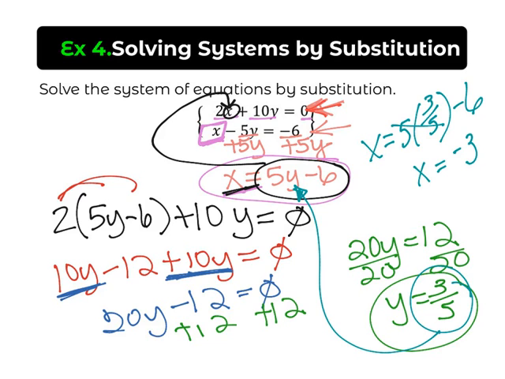So be careful. When you write your answer, x is always first. Not the one you found first, x is first. So negative 3, 3/5 is your answer. Okay?